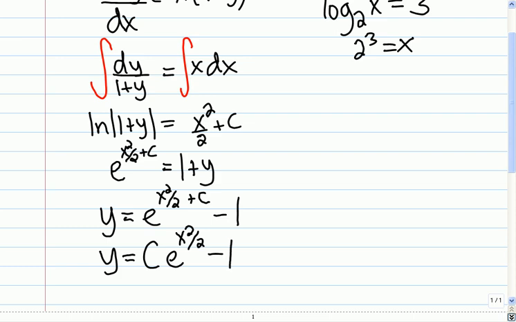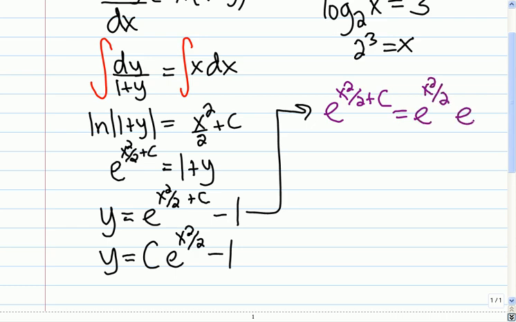So when we skip some steps, let me show you what happened. If I go and redo this, maybe I'll pick a different color. What I actually did was I went e to the x squared over 2 plus some constant. That's the same thing as e to the x squared over 2 times e to the c if I use the exponent laws from way back in grade 10.